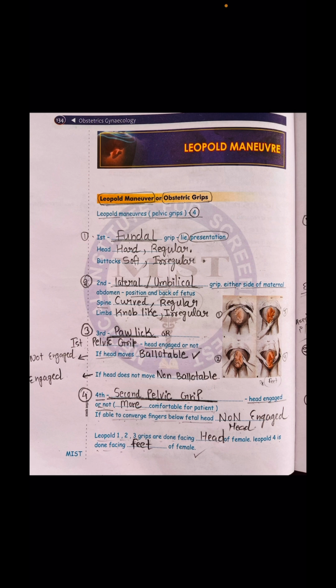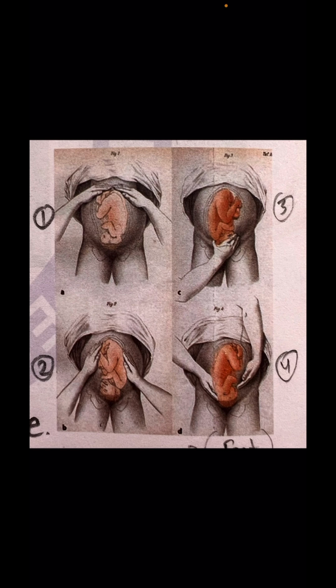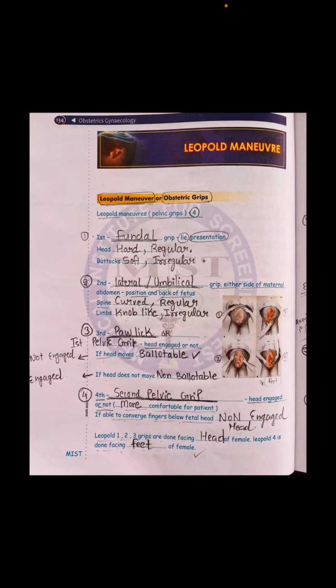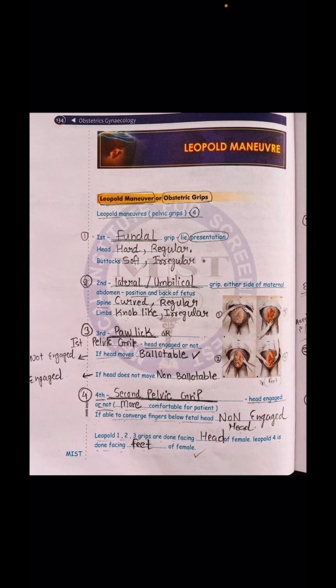The third one is called the Pawlik grip, or the first pelvic grip. We put our hands near the pelvic region and try to move the head of the fetus. Remember, the third one is very uncomfortable for the pregnant mother. If we imagine moving the head of the fetus in the uterus of the pregnant mother, would it be comfortable for her? Not at all. But this is our protocol.